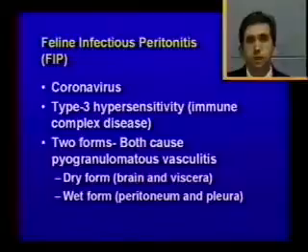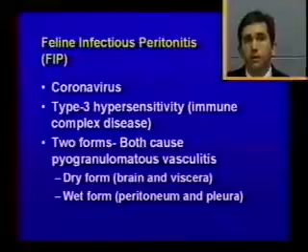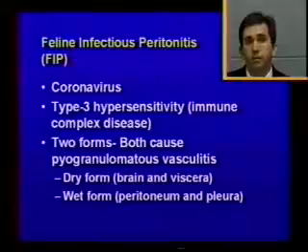And I'd like to emphasize the two areas that are most prone to disease in this infection. They cause two forms of the disease known as the dry form, which affects the brain and the intestines and the viscera in the abdomen, and the wet form, which causes a peritoneal and a pleural effusion, so the presence of fluid in these two cavities.